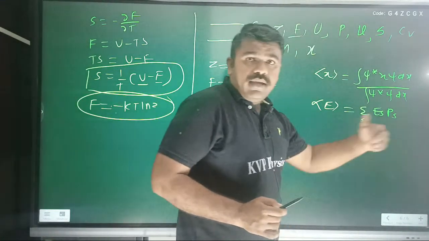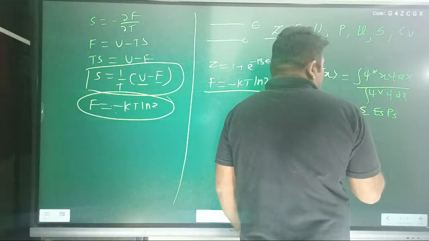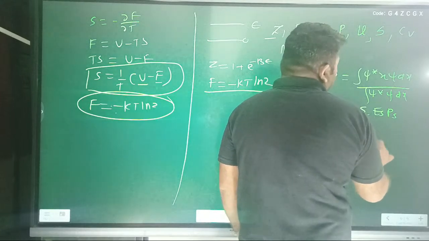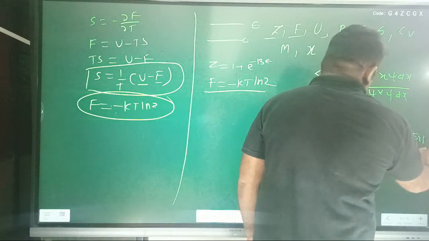Ps means the probability of this particular energy level. Suppose we are given three energy levels. Then what is this formula? E1 P1 plus E2 P2 plus E3 P3.